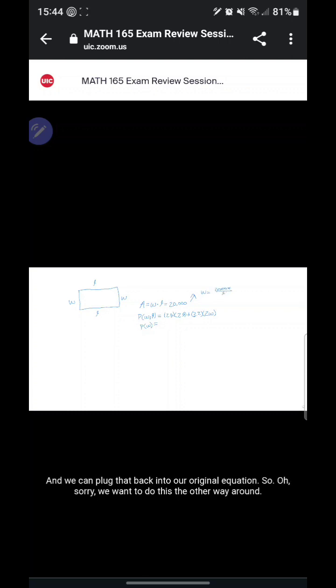Oh, sorry, we want to do this the other way around. Length is equal to 20,000 over width. It doesn't really matter which way you do it. You can do either, but because I've already stated this P of W, I'm just going to use it. Okay, so we'll substitute. We'll divide both sides by width, and then we get length is equal to 20,000 over width. So we're going to plug that back in.